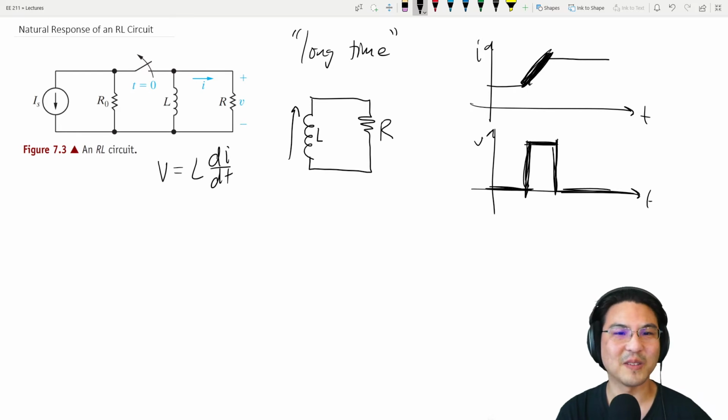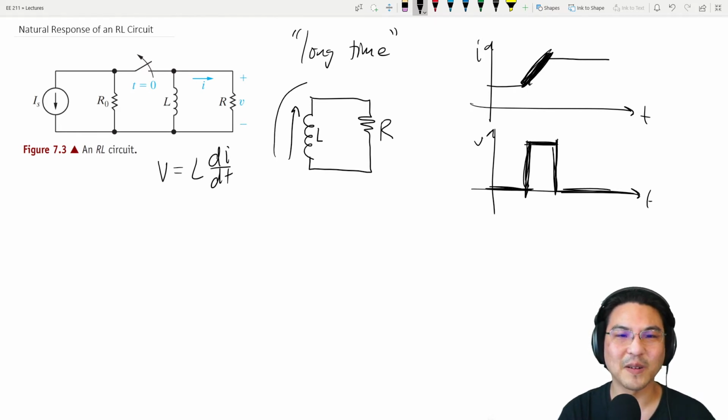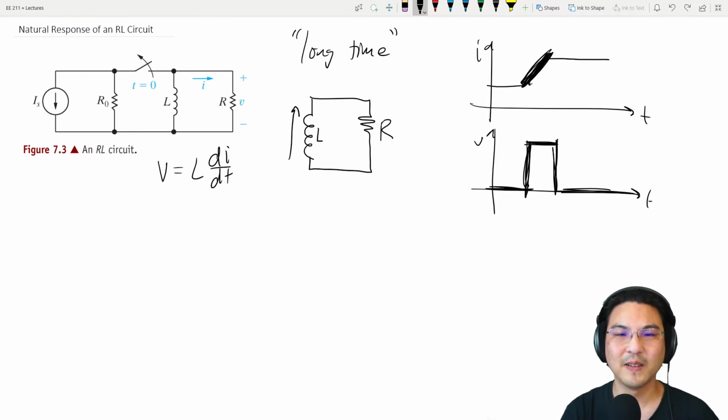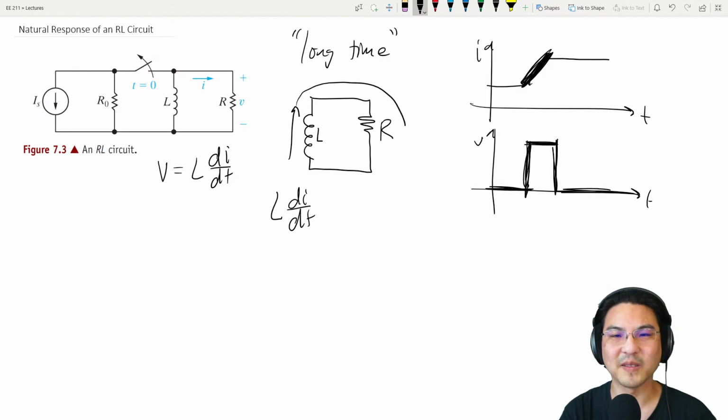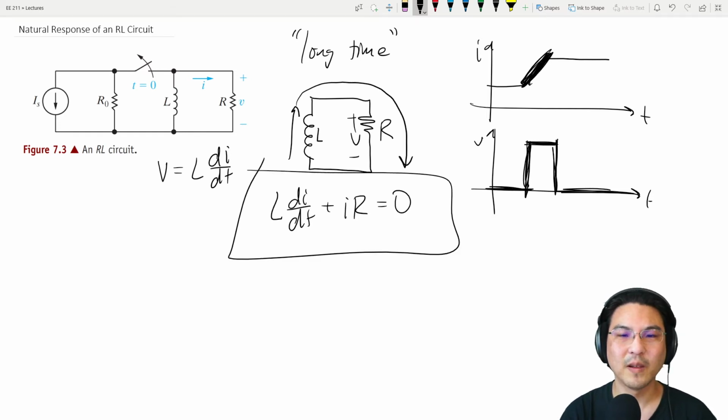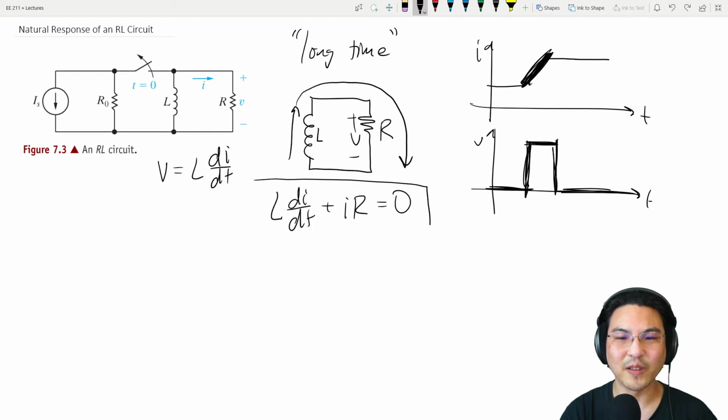How do we do that? So let's follow this current around this loop and write KVL. So KVL, what's the voltage here? L di/dt. And then this current is the same over here, right? So what's the voltage this way? If the current is going this way, then it's going to be positive IR. And then that's it. So this is KVL. So we need to solve this for I. Now, how do we do that?